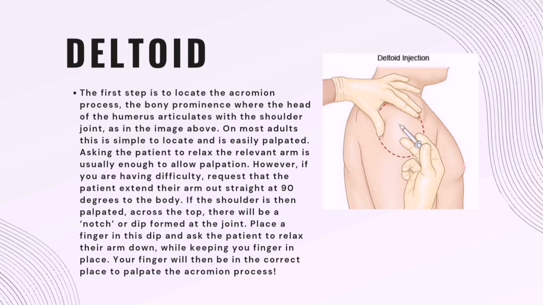However, if you are having difficulty, request that the patient extends their arm out straight at 90 degrees to the body. If the shoulder is then palpated across the top, there will be a knot or deformity at the joint. Place a finger in this dip and ask the patient to relax their arm down while keeping your finger in place. Your finger will then be in the correct place to palpate the acromion process. Please find this picture where we need to give the deltoid injection.